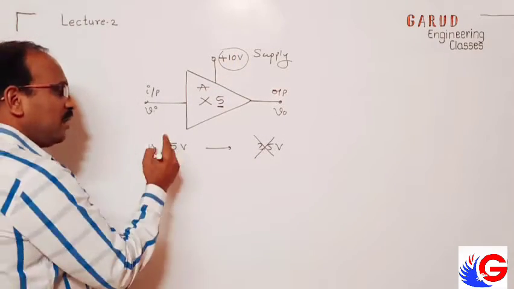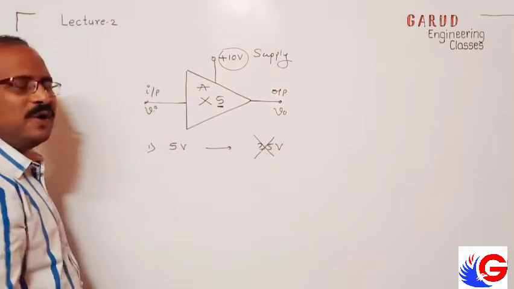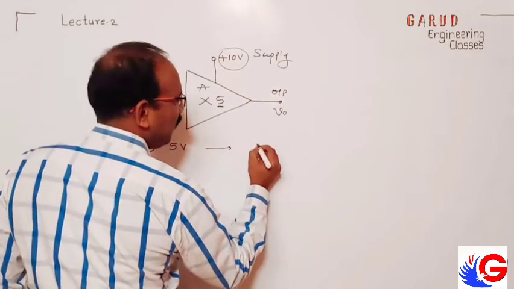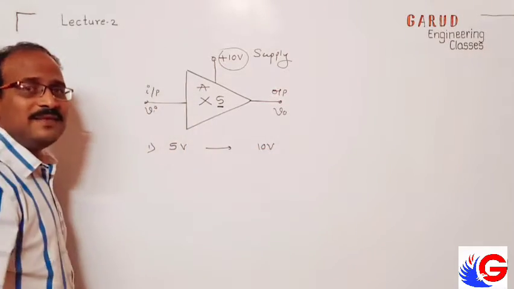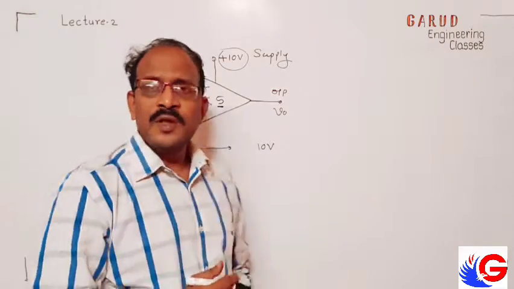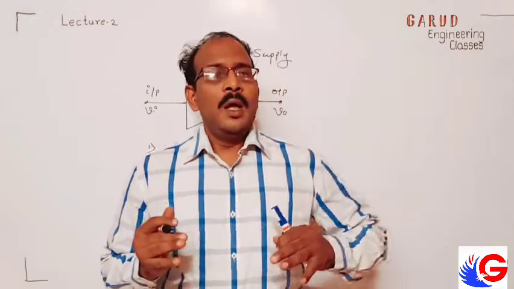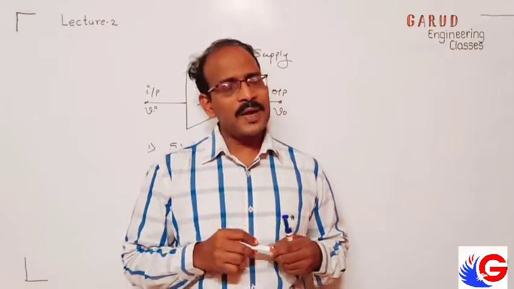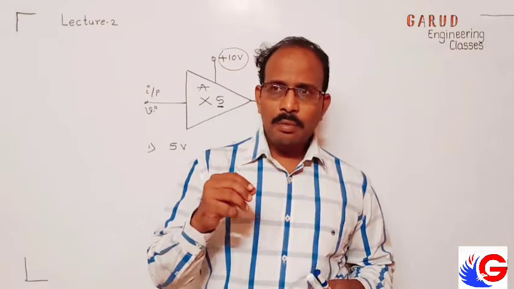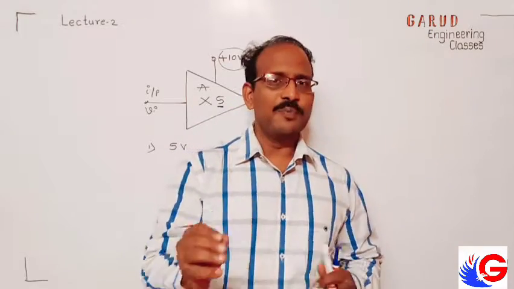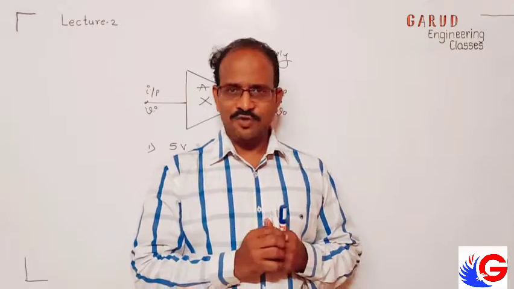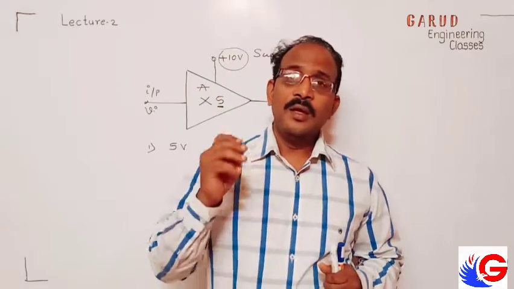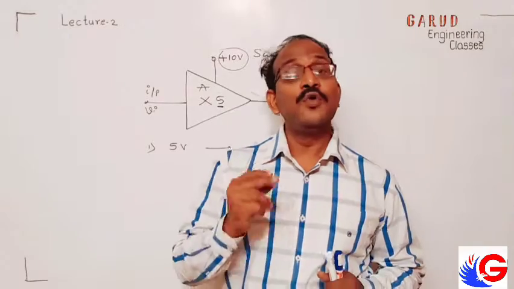Now, what will the output be? The output will be a maximum of 10 volt. This is called saturation. Suppose in your pocket there are only 100 rupees, and you want to give that 100 rupees to your friend, who is in need. Suppose the friend asks for 2 rupees.